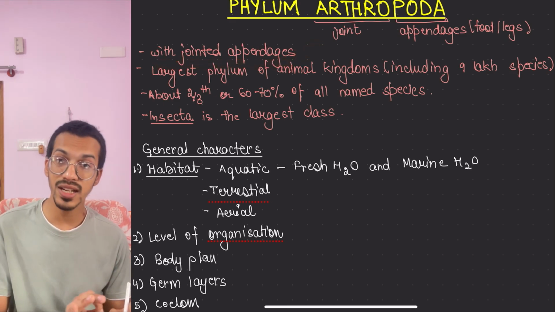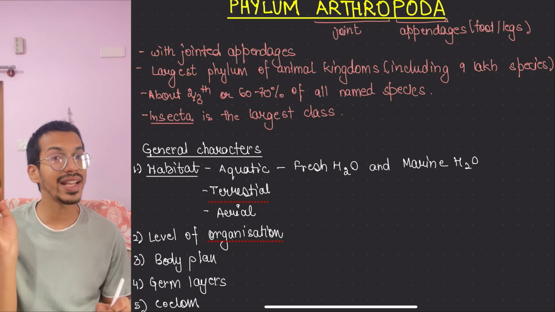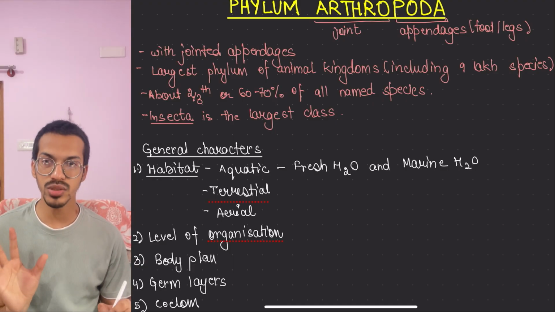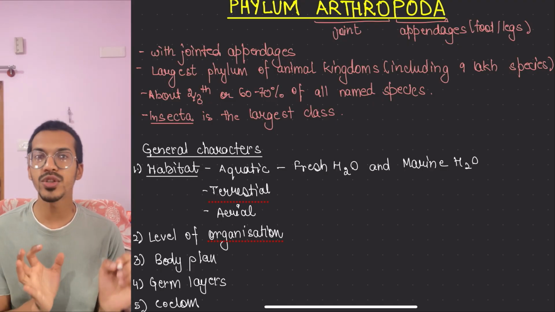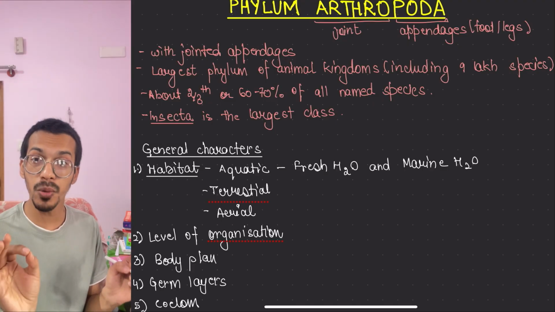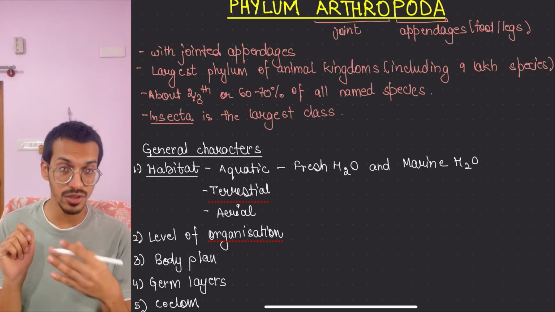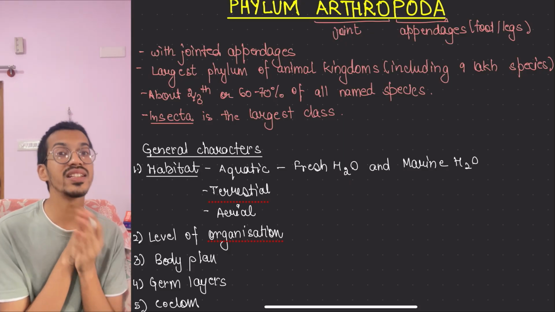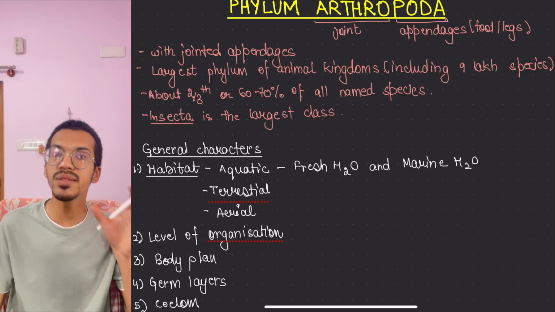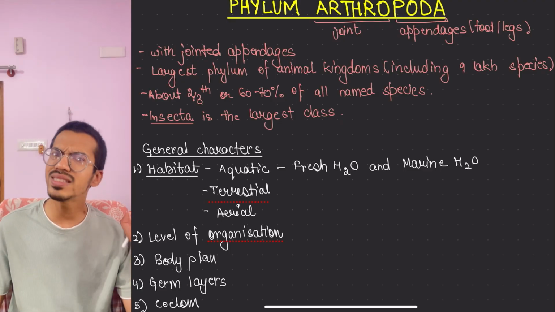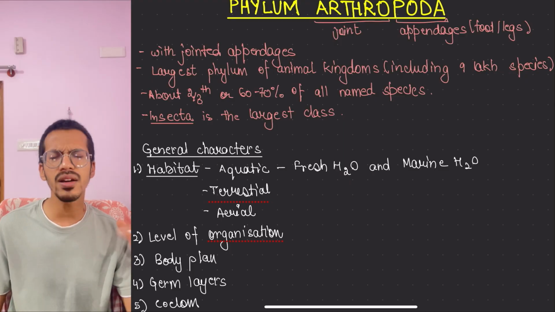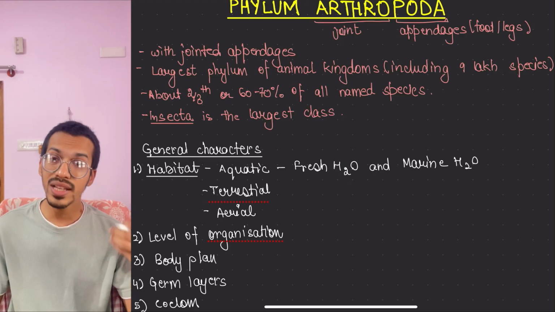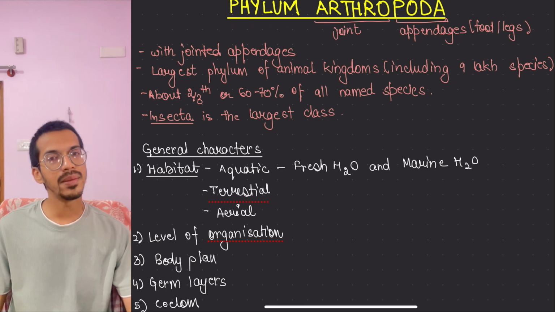This phylum is the largest phylum of the animal kingdom. About 70% of the animals that you see belong to Arthropoda. Arthropoda has two different groups: one is Insecta, the other is Crustacea. Insecta are the most abundant, class Insecta is highly abundant.